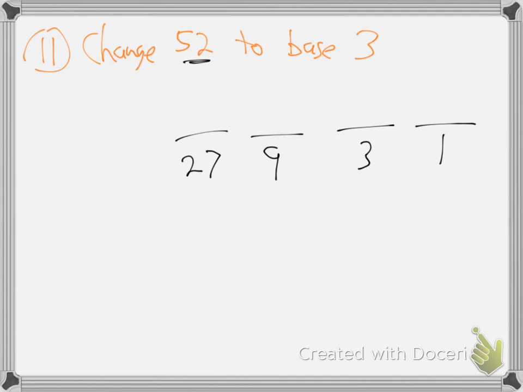So take 52 divided by 27. You get 1 point whatever. So it's just 1 there. Now, what's the next step?